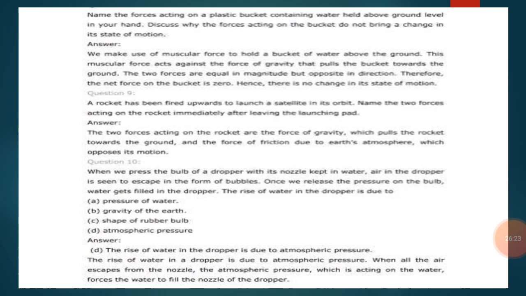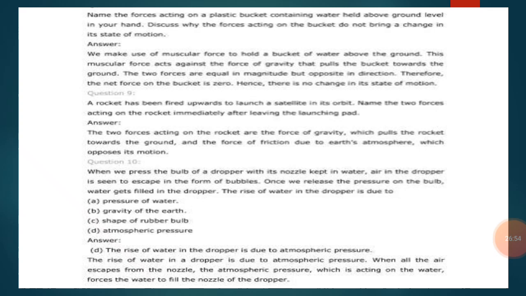Here the first question is: name the forces that act on a plastic bucket containing water held above the ground level in your hand, and discuss why the forces acting on the bucket do not bring a change in its state of motion. So when you hold a plastic bucket containing water above the ground, there are certain forces acting on that bucket, but they do not cause any change in its state of motion.